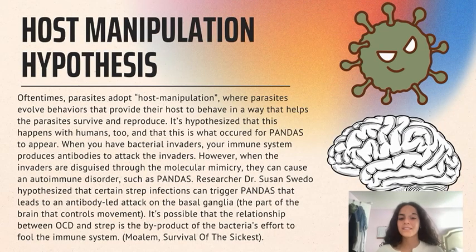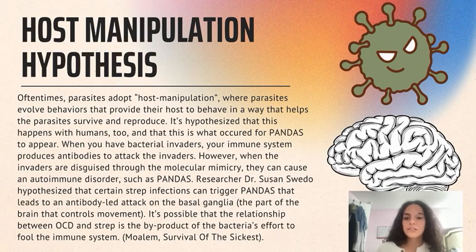So, how exactly does PANDAS work? It's hypothesized that PANDAS is a result of host manipulation, which is when parasites evolve behaviors that cause their host to behave in a way that helps the parasites survive and reproduce. So, when you have bacterial invaders, your immune system produces antibodies to attack the invaders. However, with PANDAS, the invaders are disguised through molecular mimicry, and they can cause an autoimmune disorder, which is PANDAS.